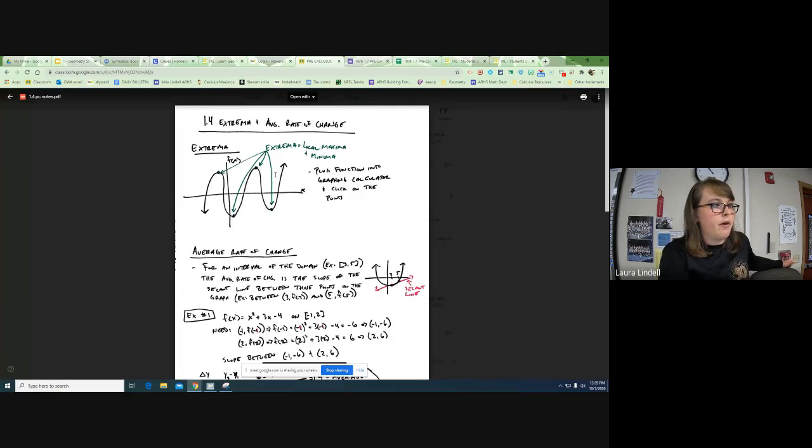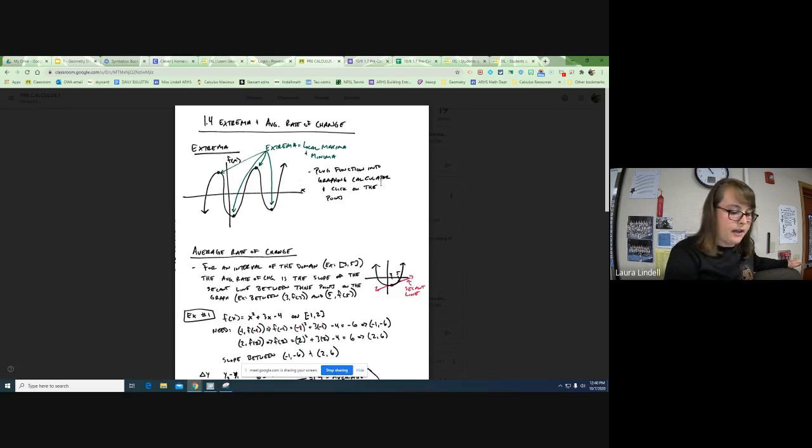Here's our 1.4 notes. It was extrema and average rate of change. So finding your local maxima and local minima by just plugging the function into a graphing calculator and clicking on the points if you're in Desmos, and using the second calc on the TI-83 or 84, and then clicking on maximum or minimum and locating your maxima and minima that way. But again, if you're in Desmos, you can just click on the points where a maximum or a minimum should be.